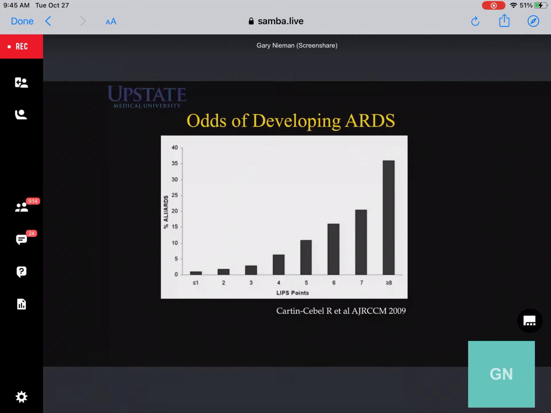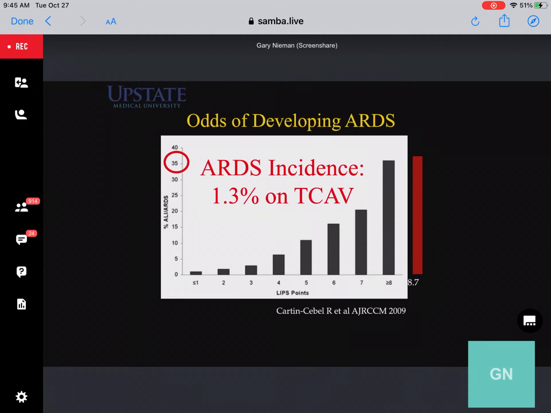They also looked at the LIPS points of the lung injury prediction score, and the higher the number from 1 to 8, the higher the percentage that you should develop ARDS. In the study that I just showed you, they had a LIPS score of 8.7. That should have given them a mortality of 35%, but instead the mortality was 1.3% with TCAV. So not just a slight reduction in the incidence, but literally an order of magnitude. Again, these are meta-analysis or retrospective studies, not a prospective study. But still, the numbers are so dramatic that I think it's really trying to teach us something.